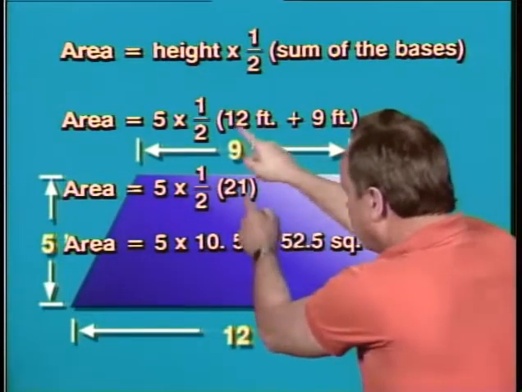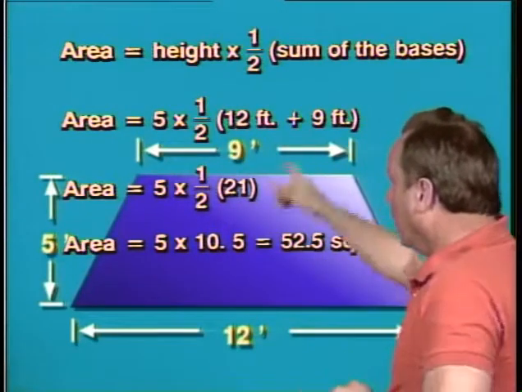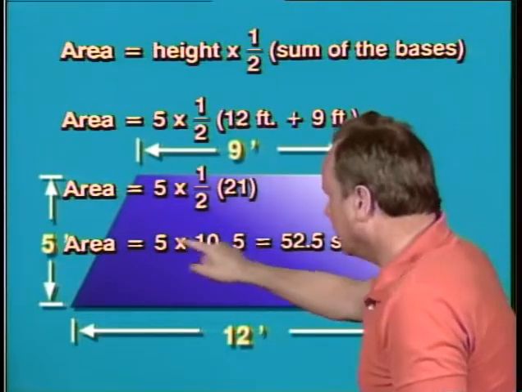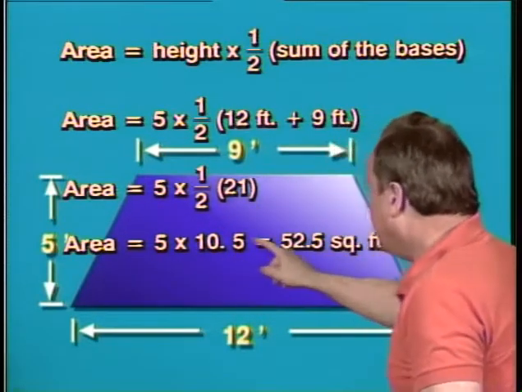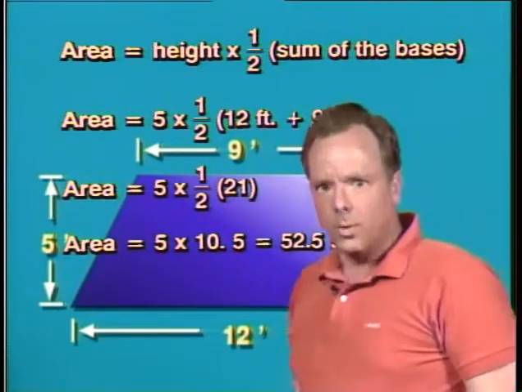Add those together, 12 feet plus 9 feet, and multiply it times 1/2, and that's the average base. Well, 12 plus 9 is 21. Take half of that, and that's 10 1/2. So 5 feet times 10 1/2 gives you the area of this trapezoid, which is 52 1/2 square feet.